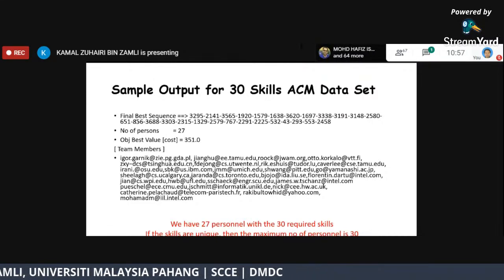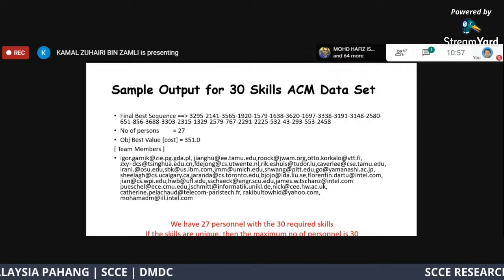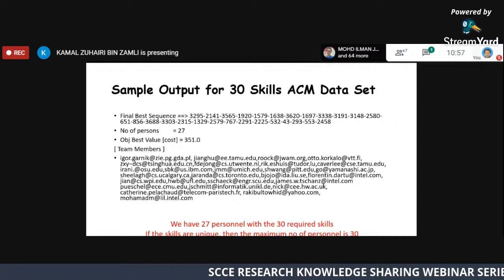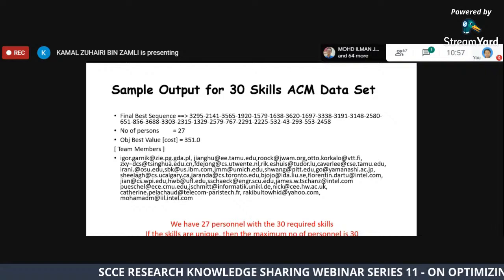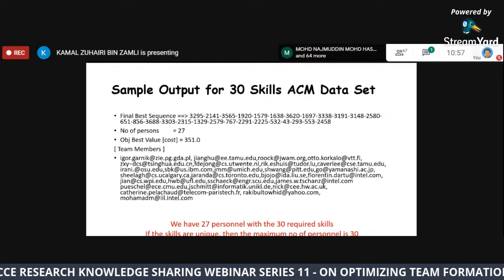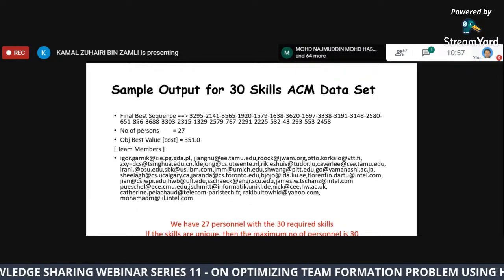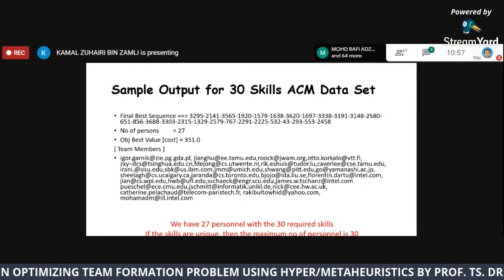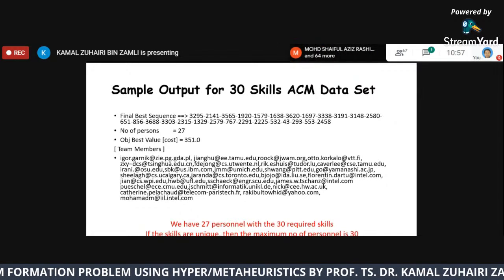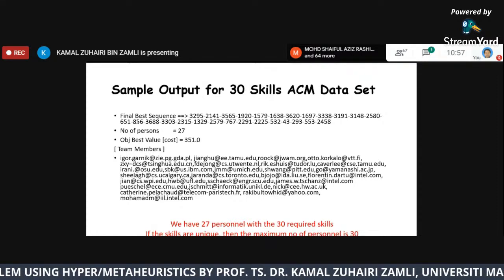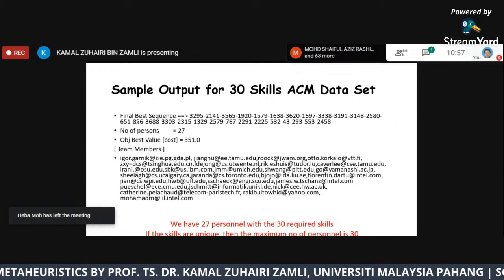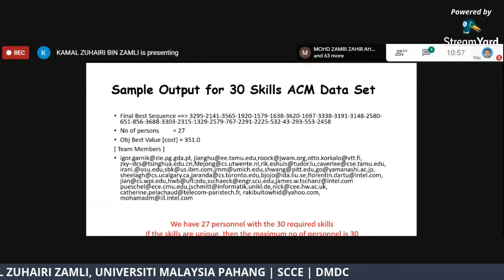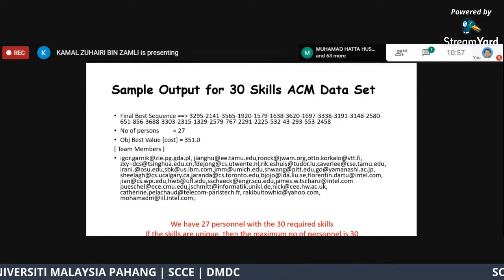So there are many ideas. This idea is applicable in many areas. In other words, it can be defined not only in project management, but you can also define this in a football team, or in other teams where you need to build a team. So this is the idea of how to build a team. Okay, so this is 27 people that are required to pick up the skill that you want.